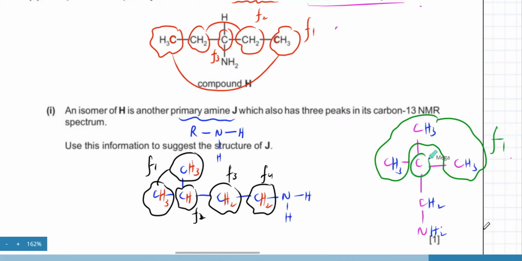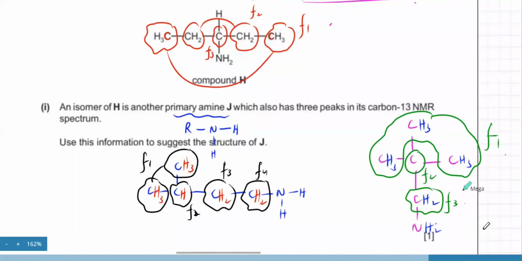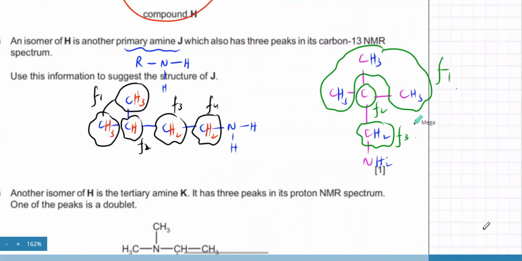This carbon is different. It has a different bonding in a different environment, and this carbon is different. So that would be the frequency of F3. Is this clear? Yes, sir. Okay, this one needed some thought.